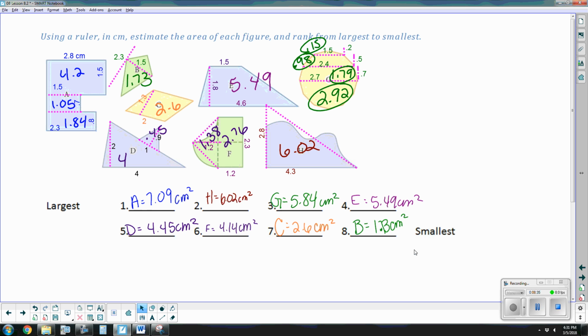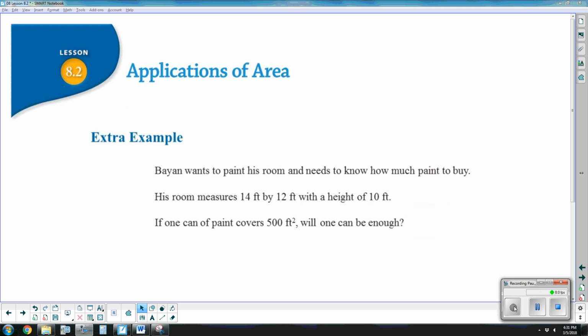So just by looking at these, it might be harder to determine which is the biggest area and which is the smallest area. So that's why it's important to be able to break them into smaller pieces, because you can find the area of those smaller pieces. And then once you have the area, when you have a numeric value, it's much easier to rank than just a figure.